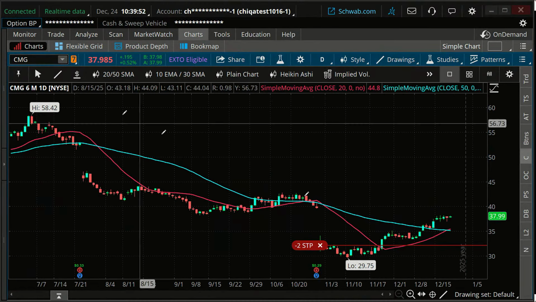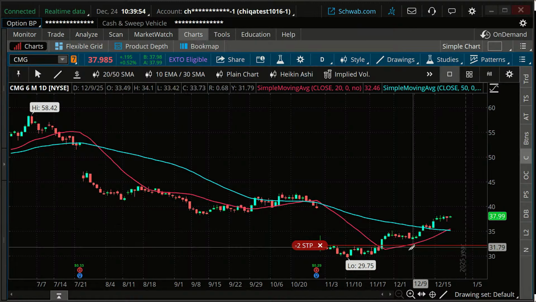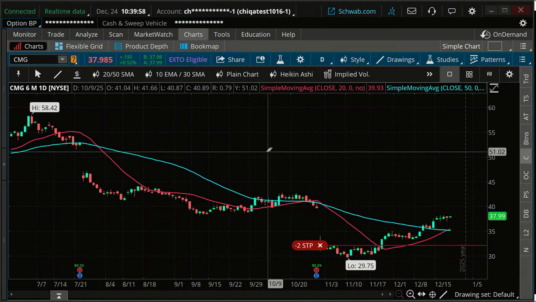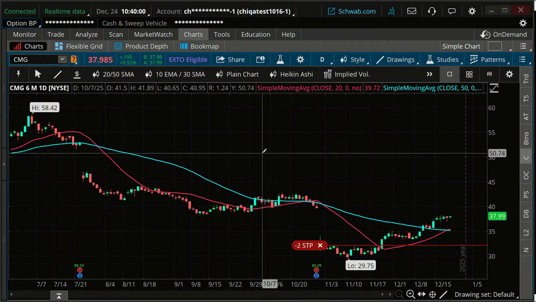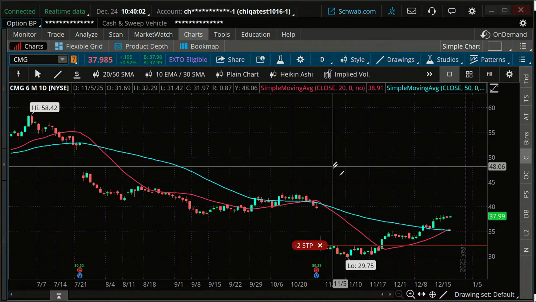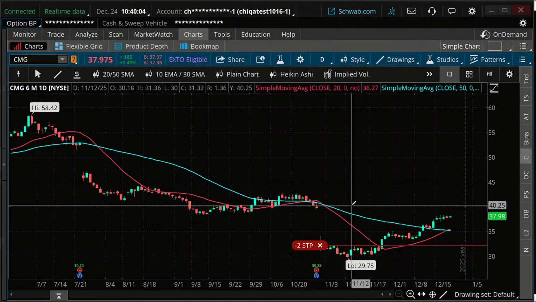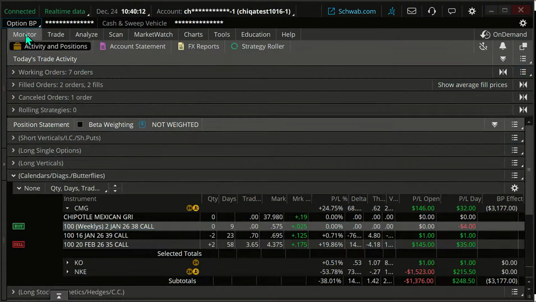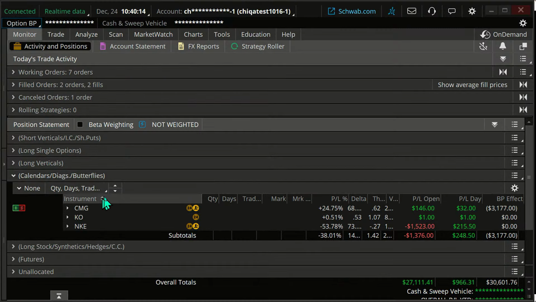Here's CMG, nice trend, fits there, okay? And Sia says, after commissions, you don't have much of a credit. You're absolutely right. The main reason we're rolling it isn't for that credit. If I wanted to roll it for that credit, I could stick with the 38 strike. I'm rolling it up, getting that strike a little bit higher there, okay? So that's CMG. Let's move on.